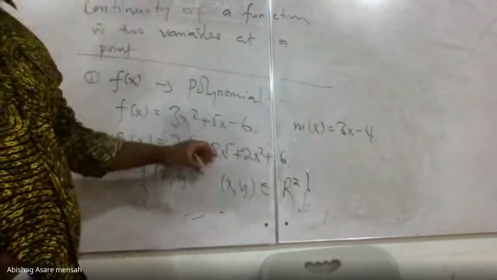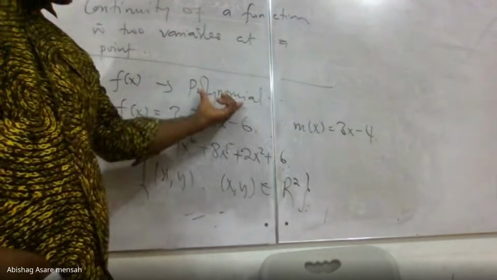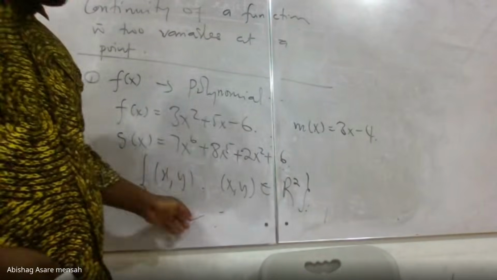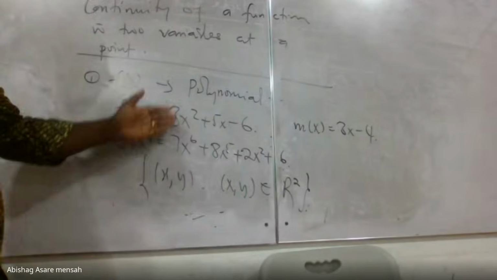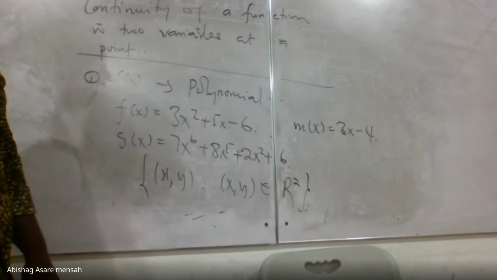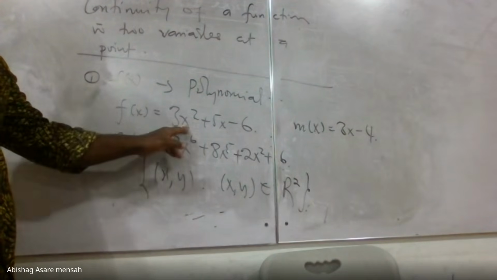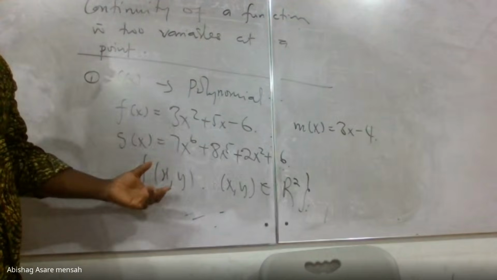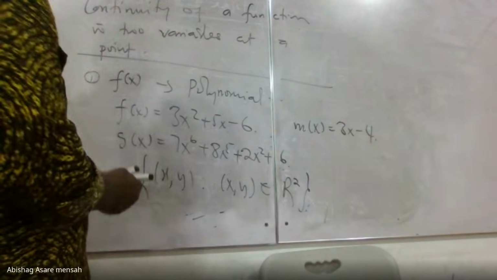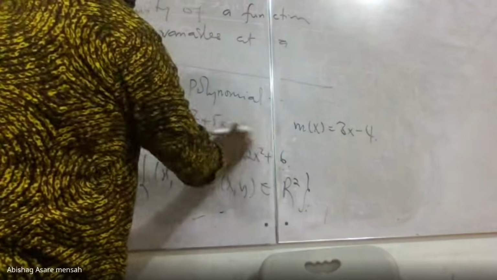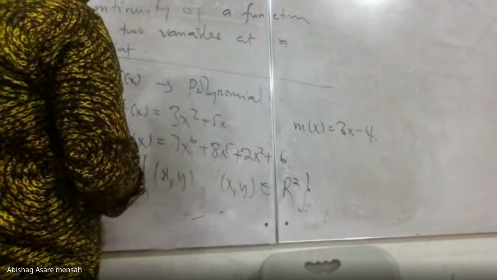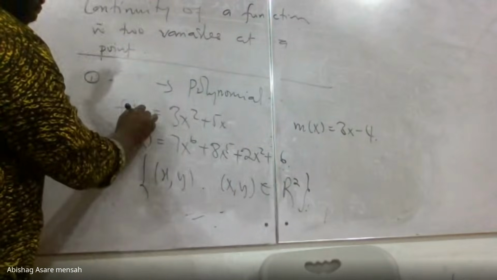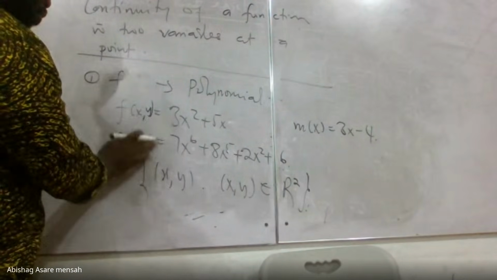Okay, so any of these, if you have them in the form of a polynomial, then it asks you to find the points where these curves are continuous. Now we are looking at the values of x and y. Please let me add this. These are examples of just one variable.